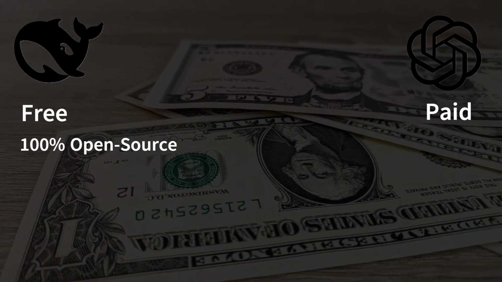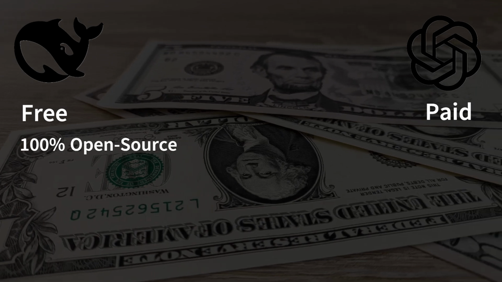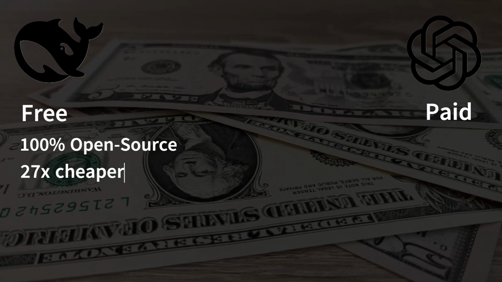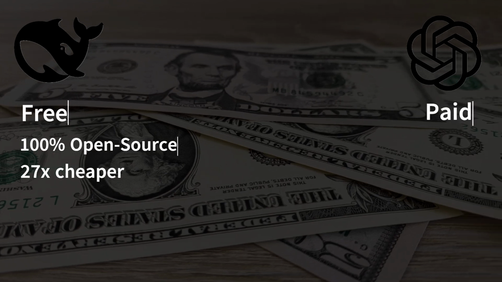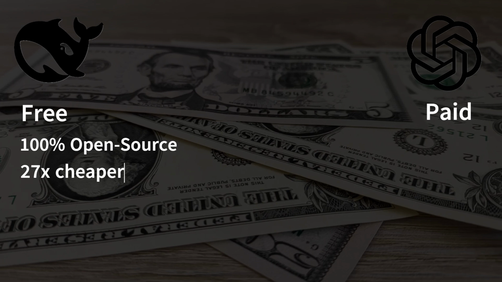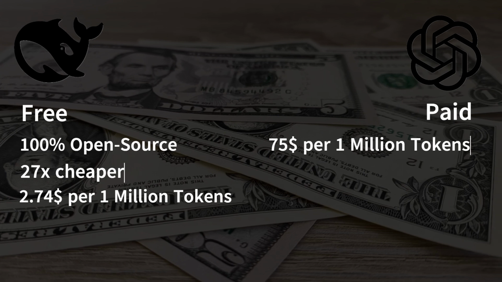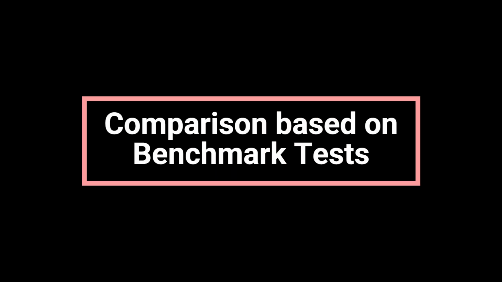Now, in terms of pricing, DeepSeek is a clear winner, as it is free for the same features that ChatGPT provides with a paid subscription plan. Also, for API usage, DeepSeek R1 is 27 times cheaper than ChatGPT R1 for input and output tokens. If you use 1 million input and output tokens, for example, DeepSeek will cost you $2.74, whereas ChatGPT R1 would cost you $75. So if you are a developer or business working with large-scale AI applications, then DeepSeek R1 offers a massive cost advantage. Next up is comparison based on benchmark tests.